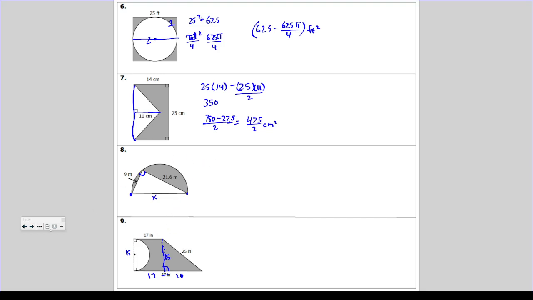So that's some examples for today, and then you have different ones to practice in your booklet as well.